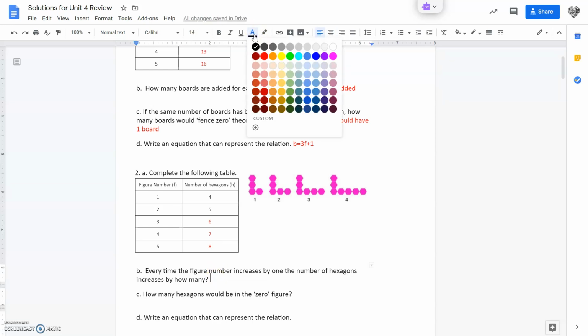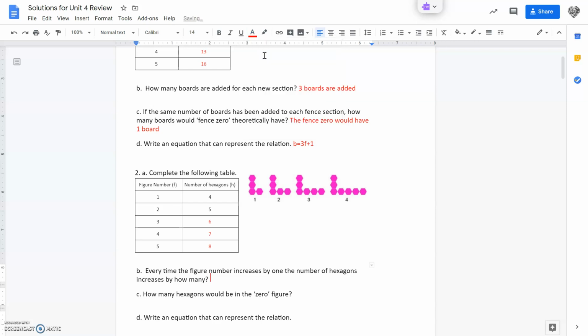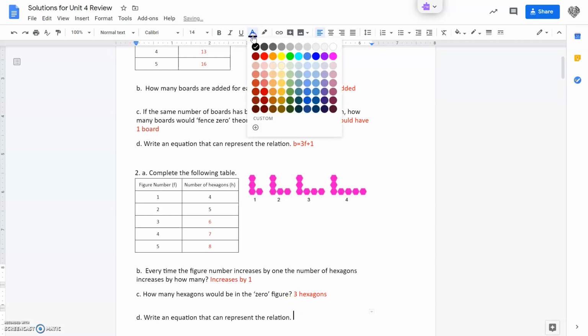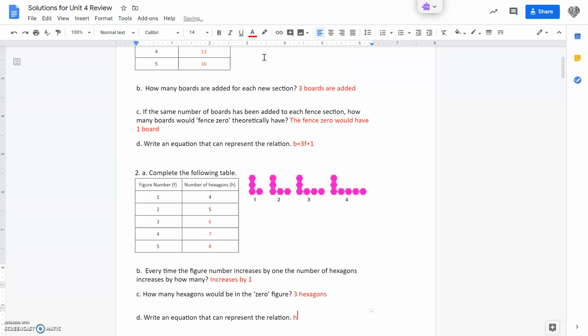So every time the figure increases by 1, the number of hexagons increases by how many? Increases by 1. So we had 4 hexagons, then 5, then 6, then 7. So how many hexagons would the 0 figure have? Well, if the 1 figure had 4, to go back 1, the 0 figure would have 3 hexagons. So write the equation. So because we're increasing by 1 each time, it would be the number of hexagons equals 1 times the figure number, because we increase by 1 each time, plus 3, which is our 0 figure.